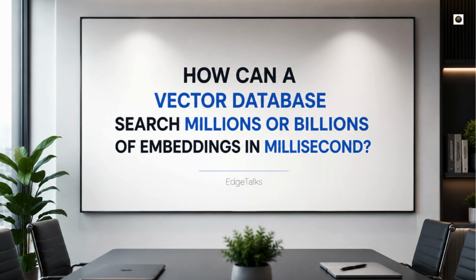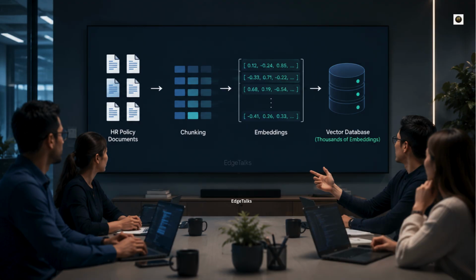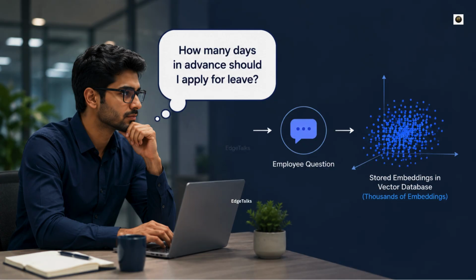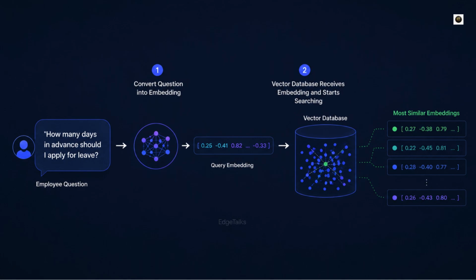Now that we know what is stored inside a vector database, another important question naturally arises. How can it search millions or even billions of embeddings in just a few milliseconds? Let's look at a simple real-world example. Suppose a company has hundreds of HR policy documents. After chunking and embedding, the vector database now contains thousands of embeddings. Now imagine an employee asks, how many days in advance should I apply for leave? The first thing the system does is convert this question into an embedding. The vector database then receives that embedding and begins searching for similar meanings.